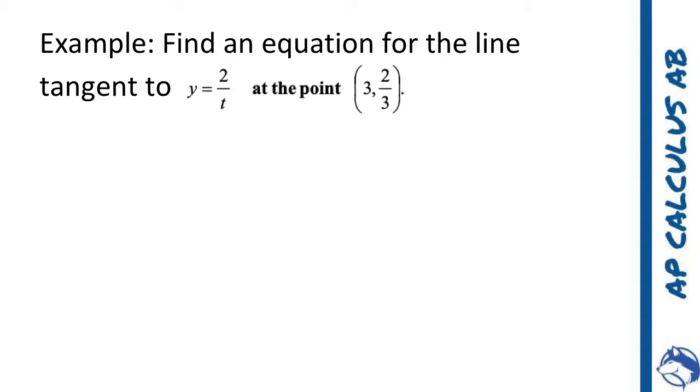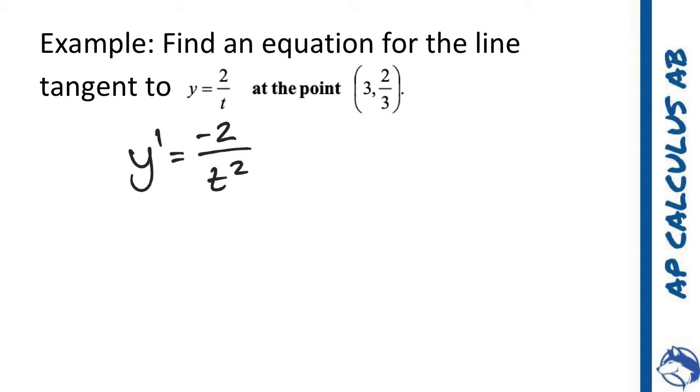So we're going to find an equation for the tangent line to y equals 2 over t at some point. So what I want to do is plug this in now to what I just found. I found that y prime is equal to my negative 2 over t squared.